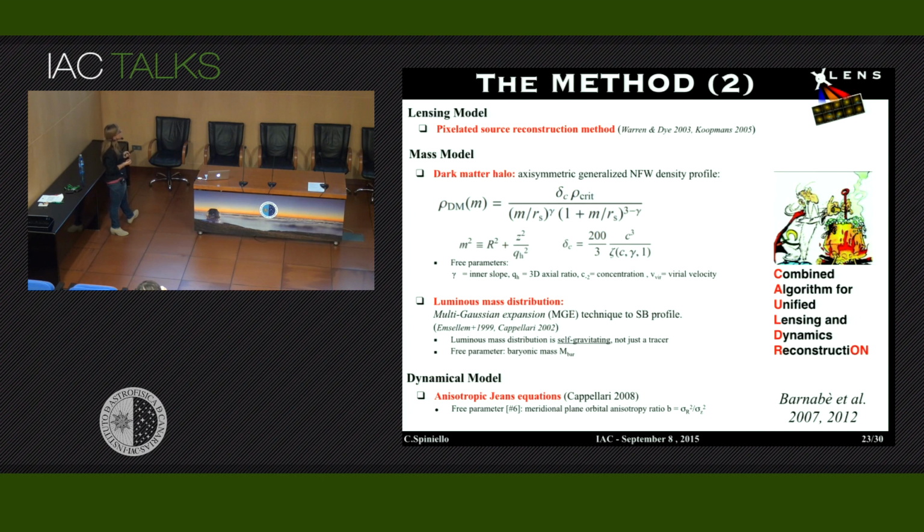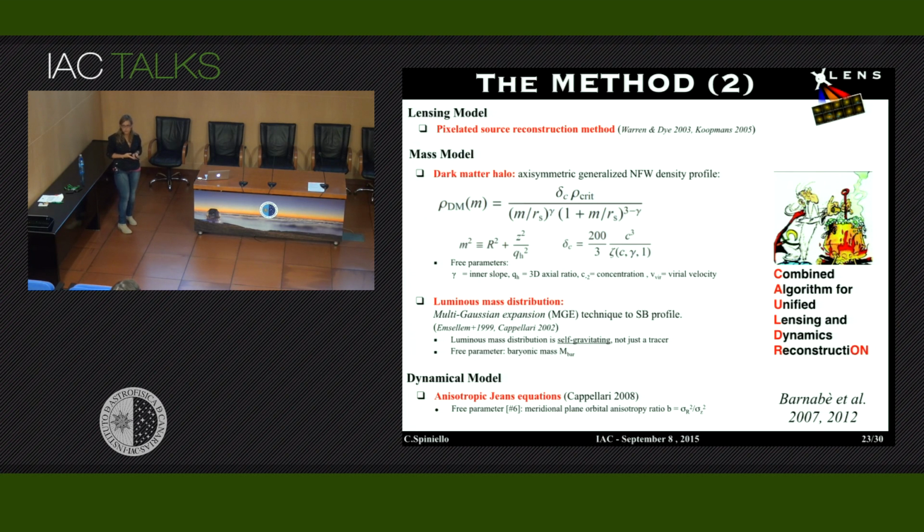So for the luminous mass distribution, we use a multi-Gaussian expansion (MGE) technique to go from the surface brightness profile to the luminous mass. Basically, the luminous mass distribution is self-gravitating, not just a tracer. Obviously the free parameter is the baryonic mass in the model. The method was developed by Emsellem and Cappellari. It has been tested, and other 3D people are using the same model. And finally, we use anisotropic Jeans equations, Cappellari et al. 2008, so anisotropy is taken into account in the model.